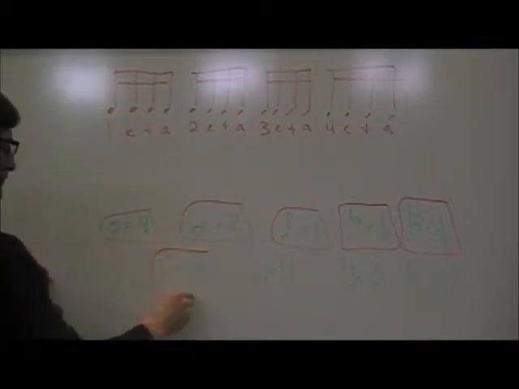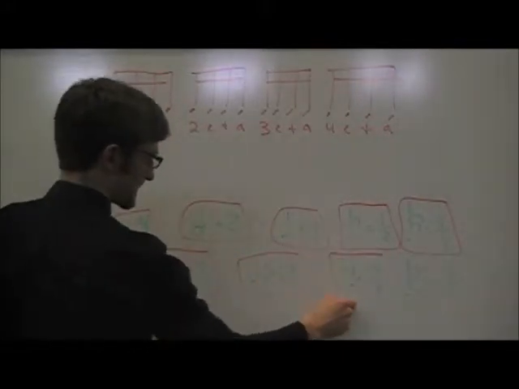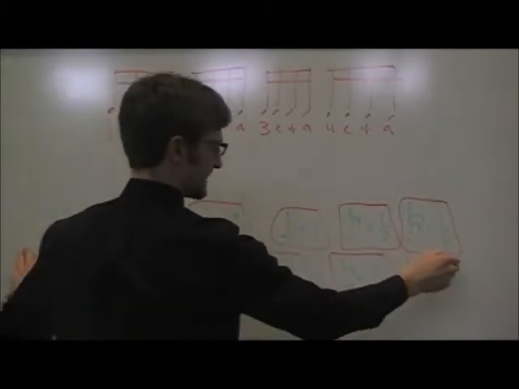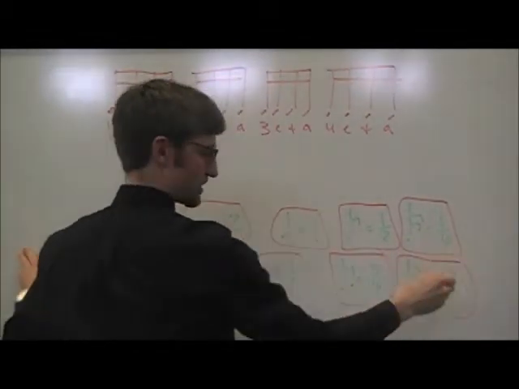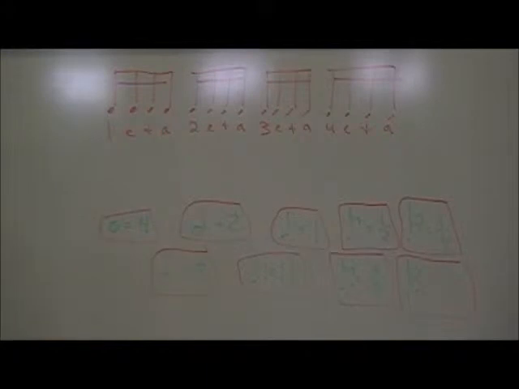Down here, the dotted half note gets 3 beats. Dotted quarter note gets 1.5. Dotted eighth note gets 3/4. And a dotted 16th note, which you don't have to worry about too often, gets 3/8 of a beat. It's kind of a weird one, and it's all directly proportional to fractions in math.